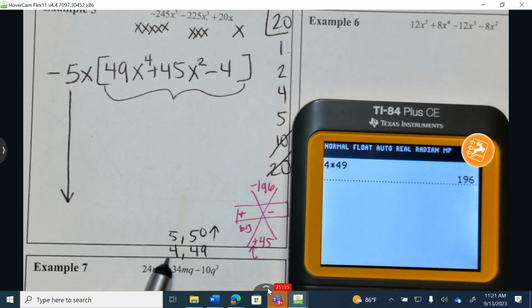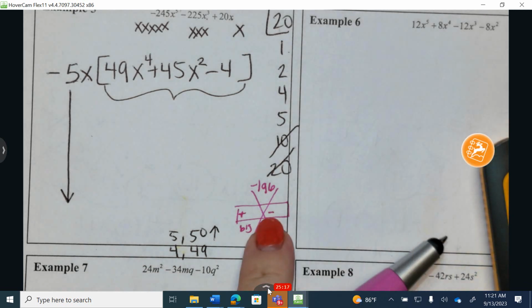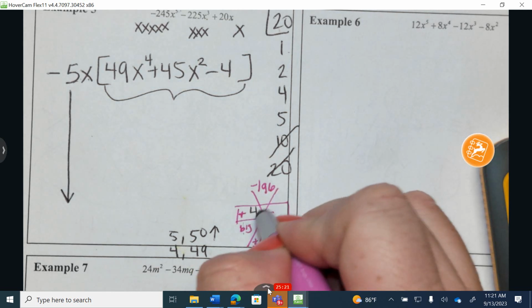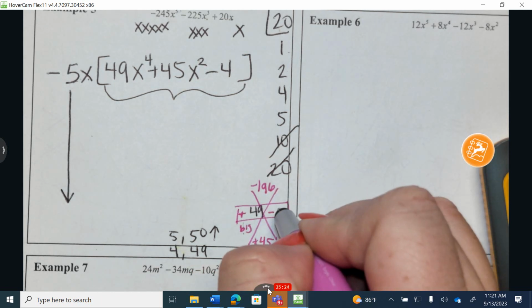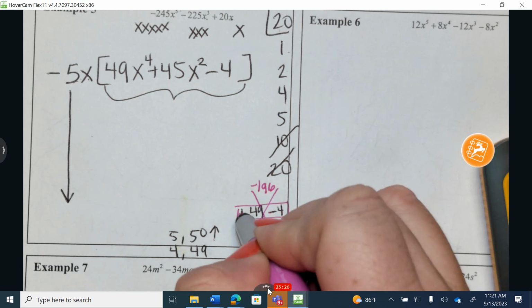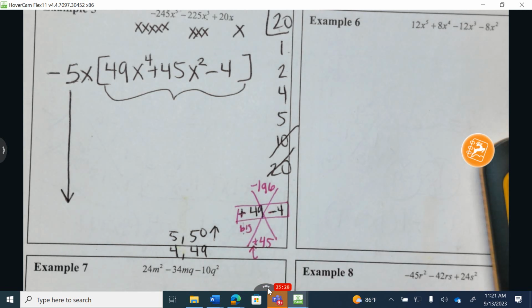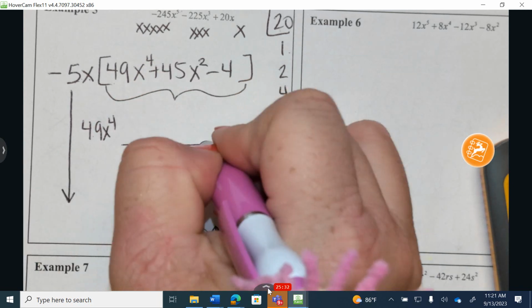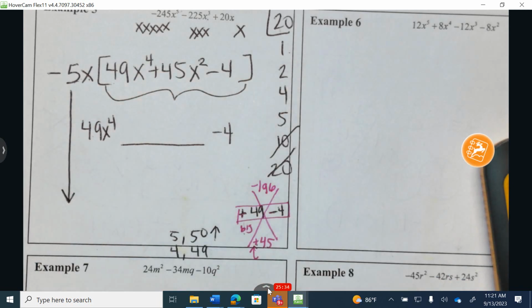Now, how do I know if 4 or 49 is positive or negative? The larger one must be positive. So here's 49 and this is 4. Okay, let's write down the A, leave a big space, and the C.